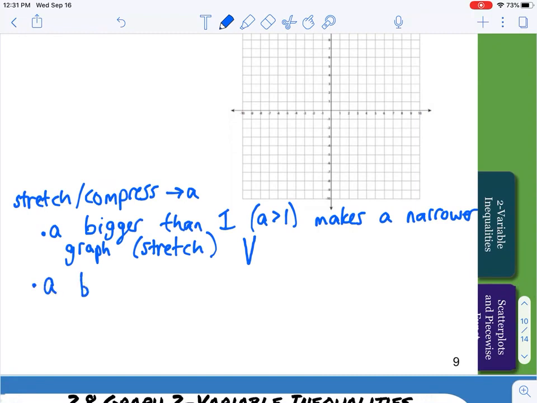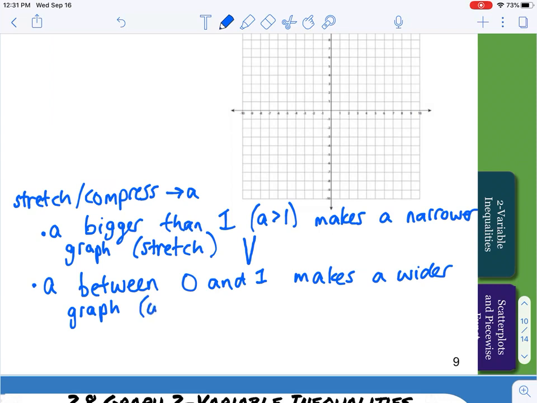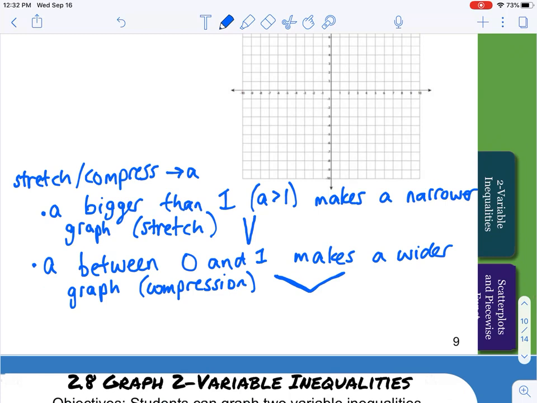If a is between 0 and 1, so it's a fraction, this makes a wider graph. And this is called a compression. It's kind of counterintuitive because the compression makes it wider, the stretch makes it narrower. That's the first thing a does for us. There's a second thing. I'm going to shrink this down.